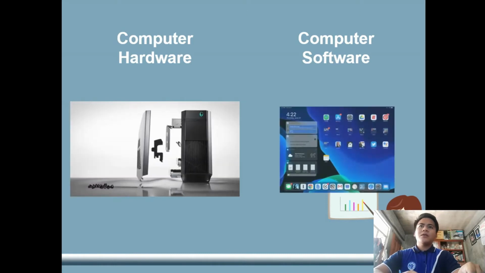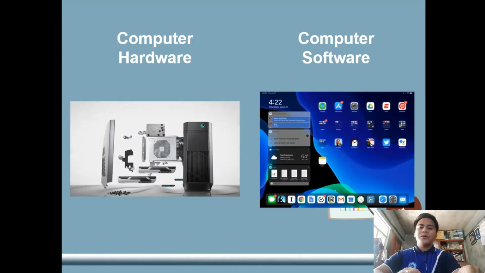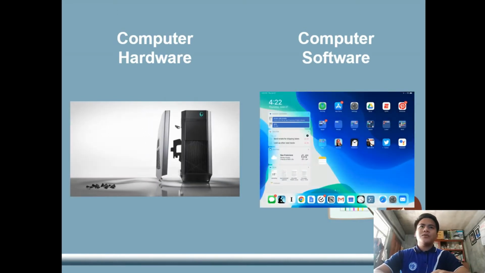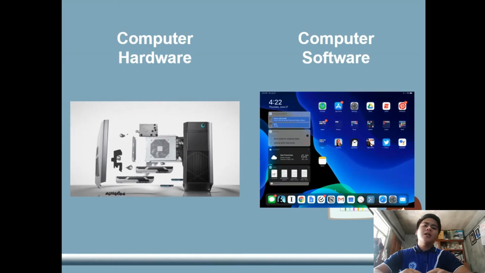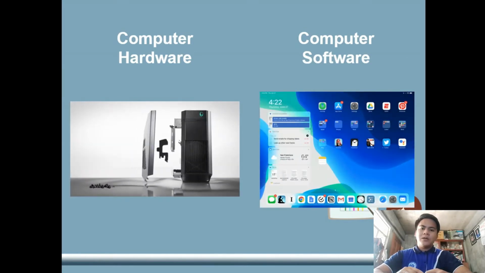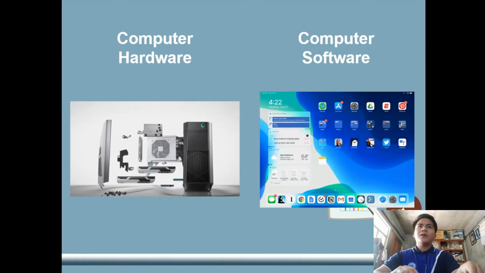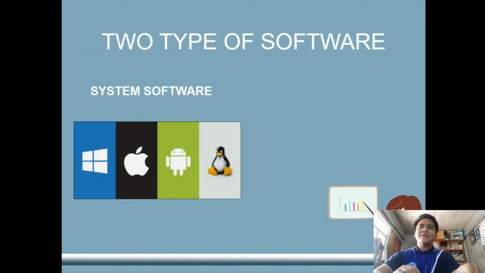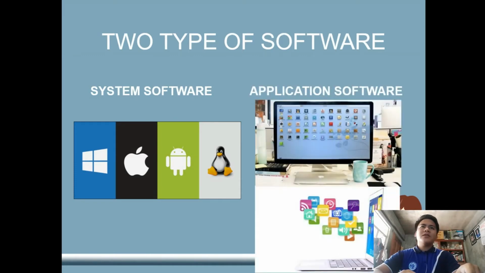So always remember that the computer hardware are the different parts of a computer na pwede nating hawakan. Okay? Pwede nating hawakan, while the computer software are the different applications or system that is installed into our computer. Okay? Now let us start in discussing the computer software. Now, computer software has two types. We have the system software, and we have also the application software, and that is the different application that can be installed in our computer.